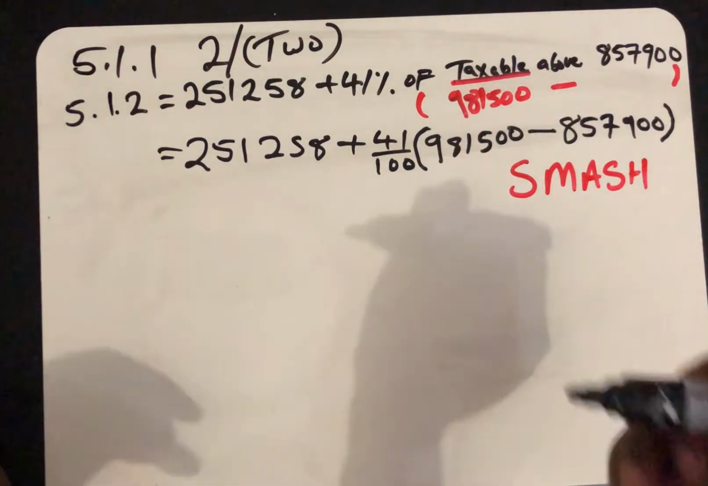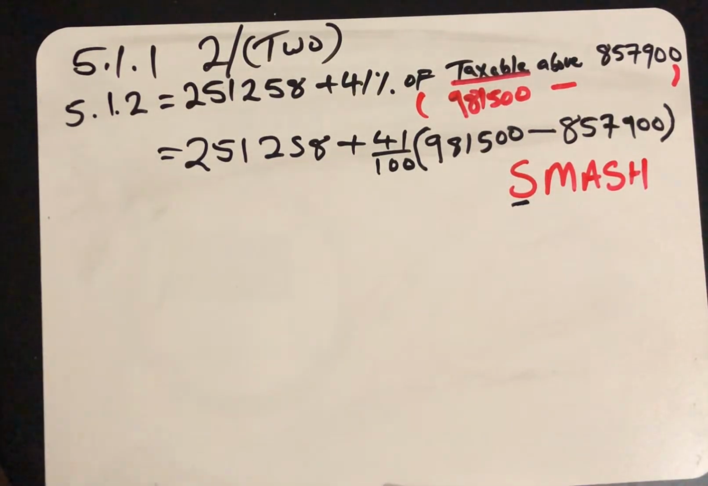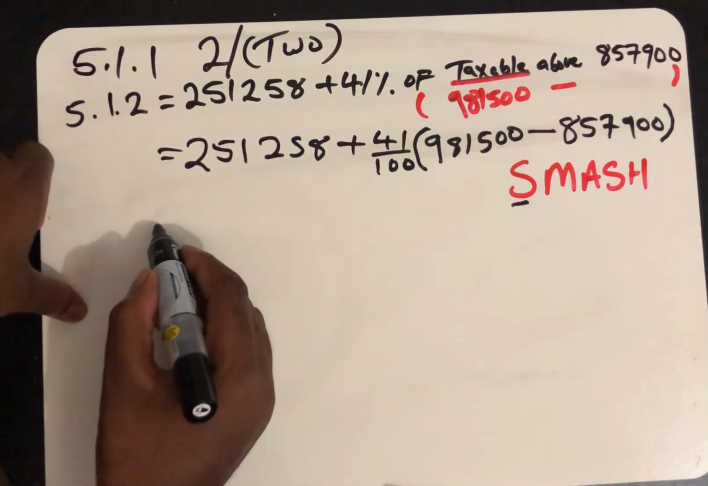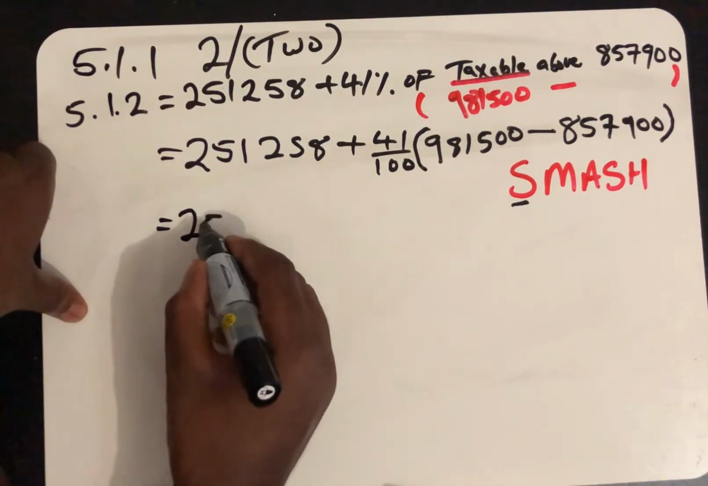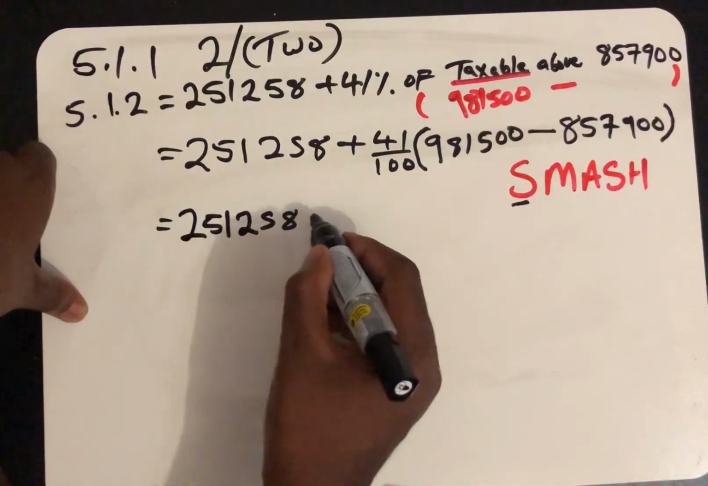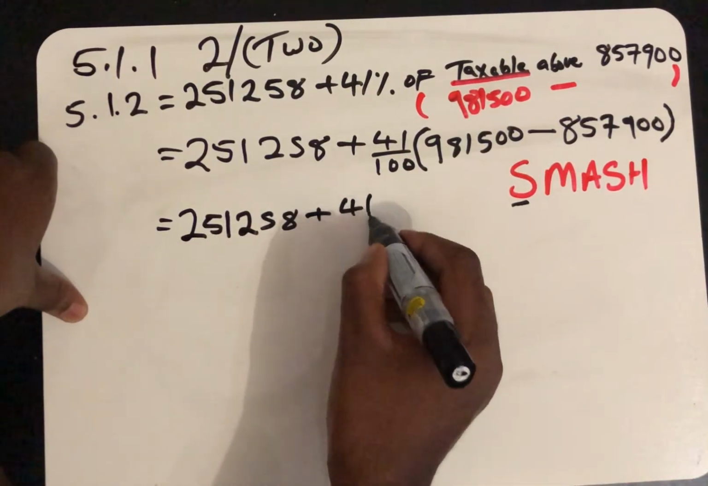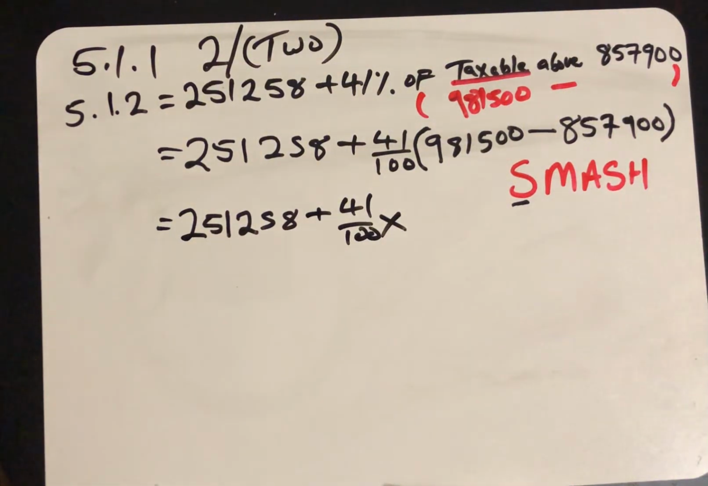The first S here represents subtraction. We check, do we have subtraction here? Yes, we do have subtraction. We have subtraction inside the brackets. So we are going to deal with what is inside the brackets only. So we copy everything the way it is without changing anything, which is 251,258 plus 41 over 100 multiplied by, I said bracket means multiplication.